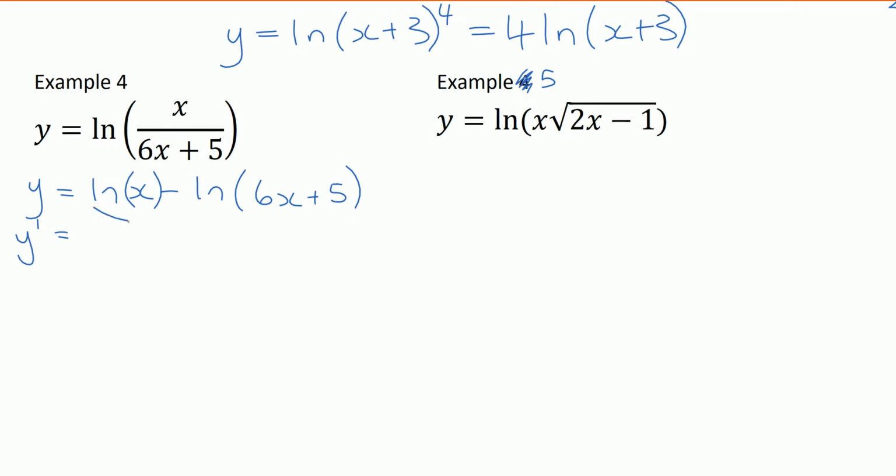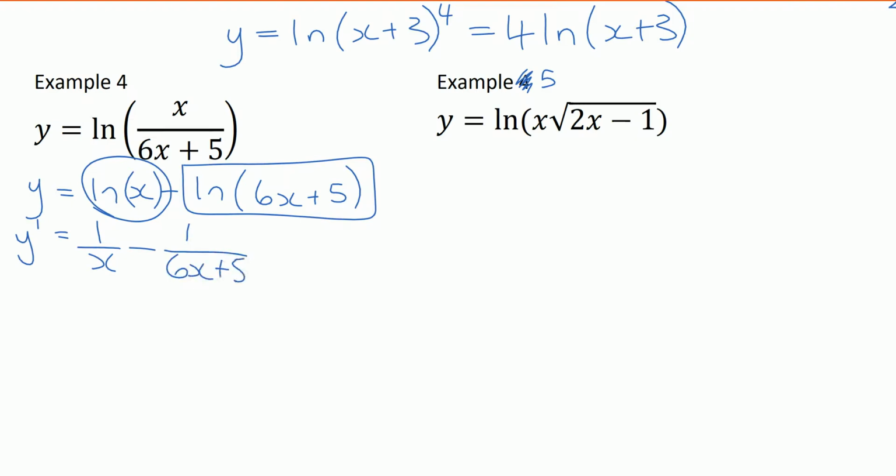what's the derivative of this part just here? 1 over x. Minus, what's the derivative of this part here? 1 over 6x plus 5 times 6. Do you mind if I just change that to a 6? Yep, because 1 times 6 is 6. And there's my answer. Does that sort of make sense?